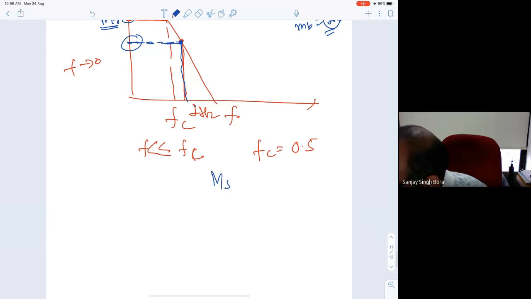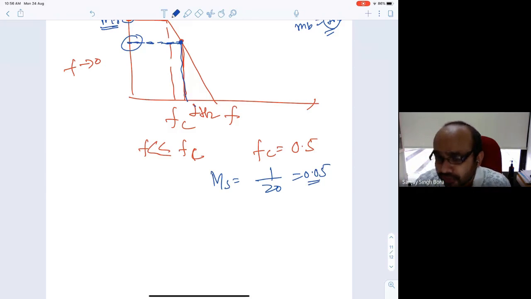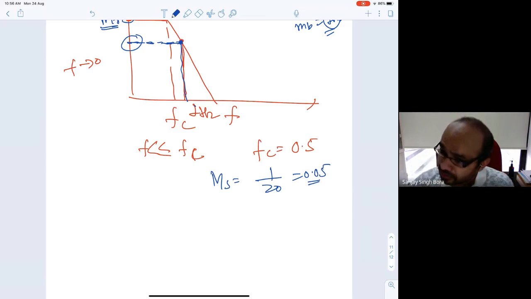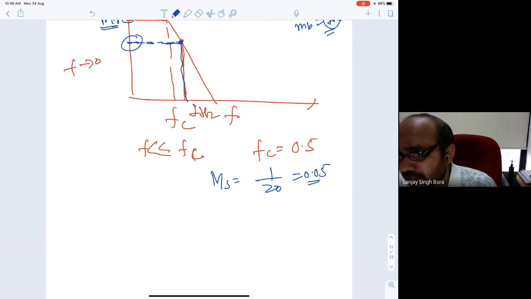MS you are measuring at 1 by 20, that is 0.05. That's why it is very small. 0.05 is already very small. That's why MB saturates first and MS saturates after that. So MB is saturating around 7, between 6.8 to 7.2, and MS is saturating around 7.8 to 8, because we are measuring it at even lower frequency, that is 0.05.